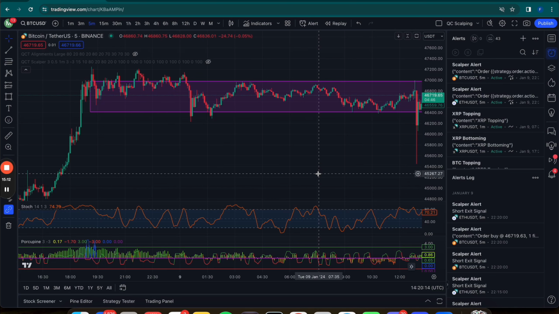I know Zebra in the Discord, I think today or something like that, had a bad trade, had a loss or something like that, and this happens to everyone, right?